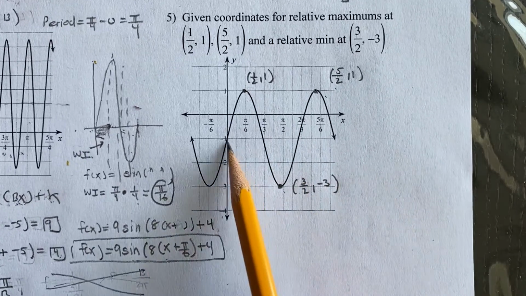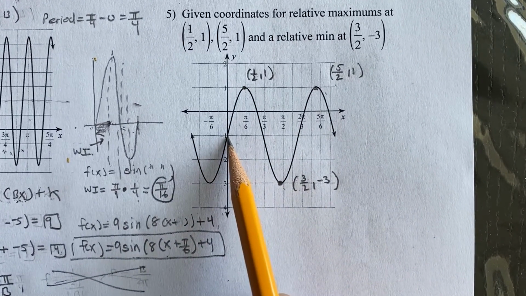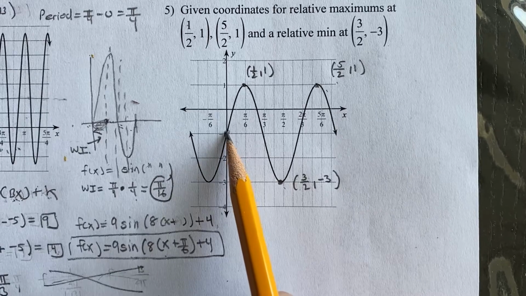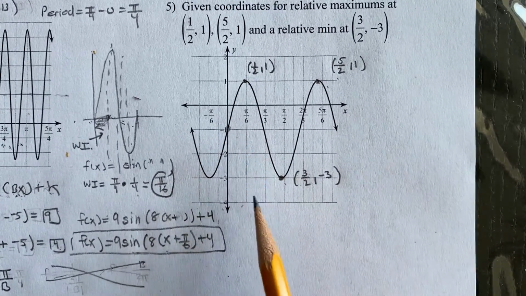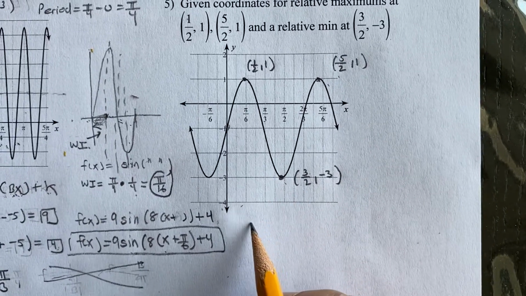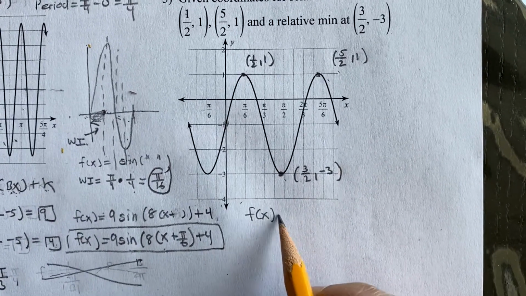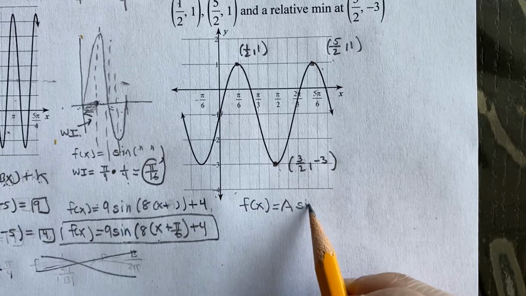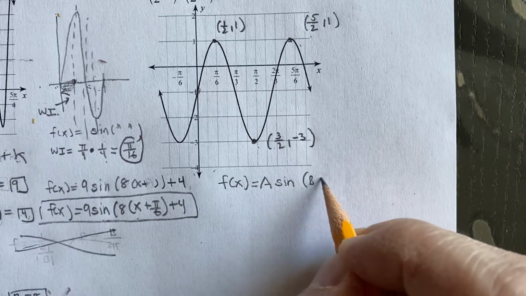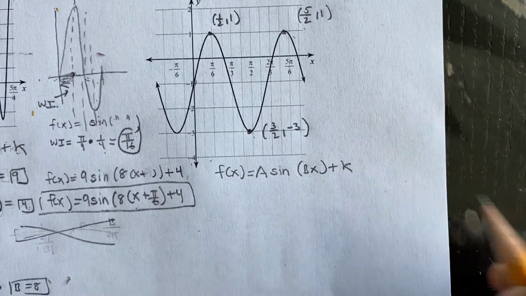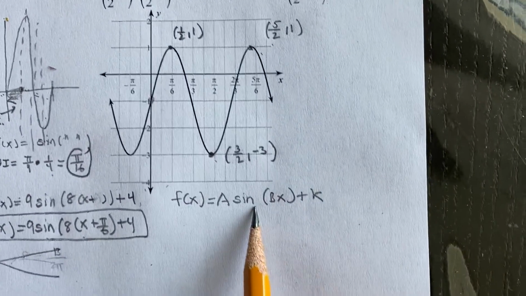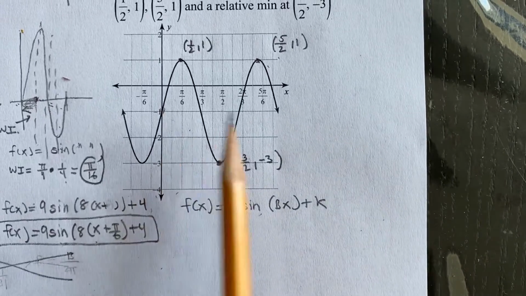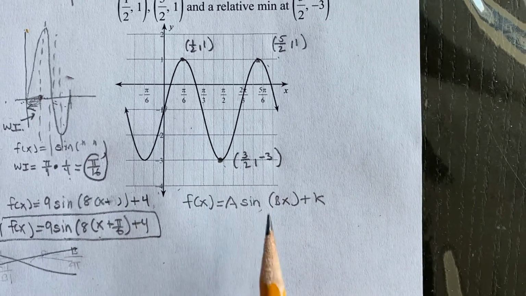I start by looking at where x is equal to 0. Notice it starts at the midline, right? It doesn't look like it's going to be at the amplitude or the max or the min. And so using the sine function would probably be the easiest. So I'm going to write f of x is equal to a sine of bx plus k. Again, you don't need to use the phase shift, because if we pick the easiest function to describe this graph, then we don't need a phase shift, okay? That will be in terms of cosine.